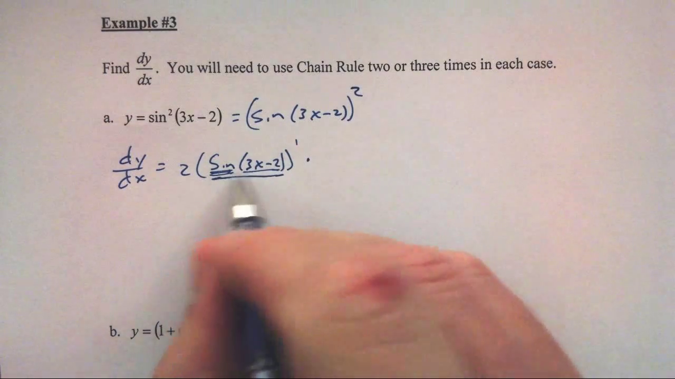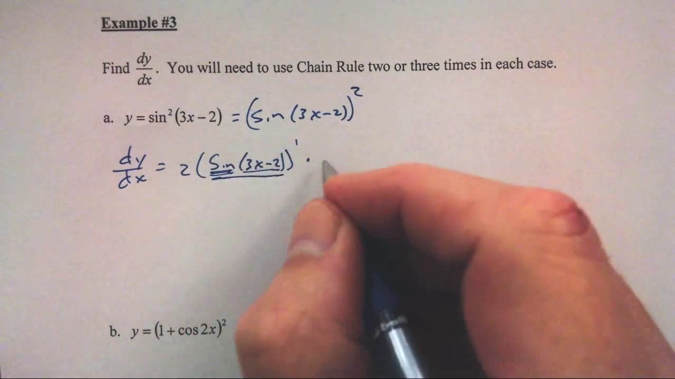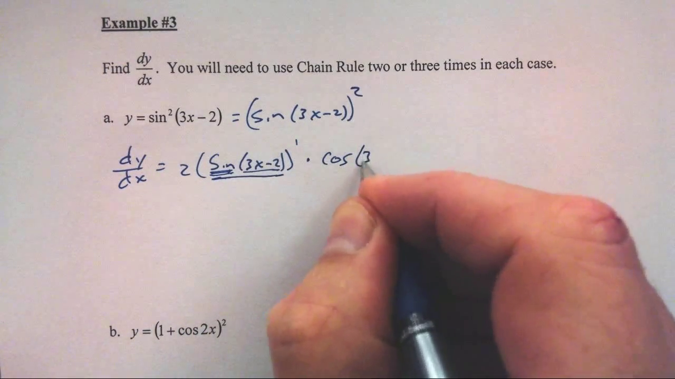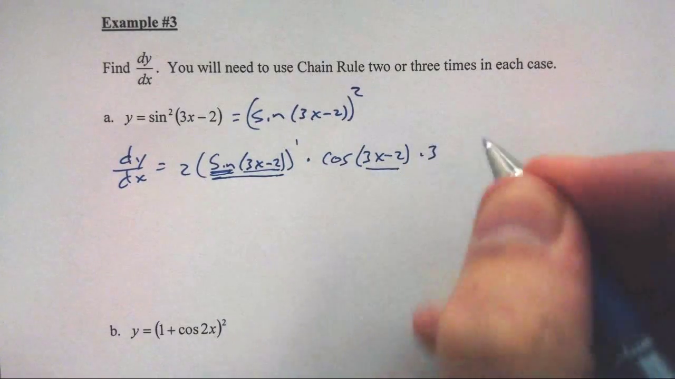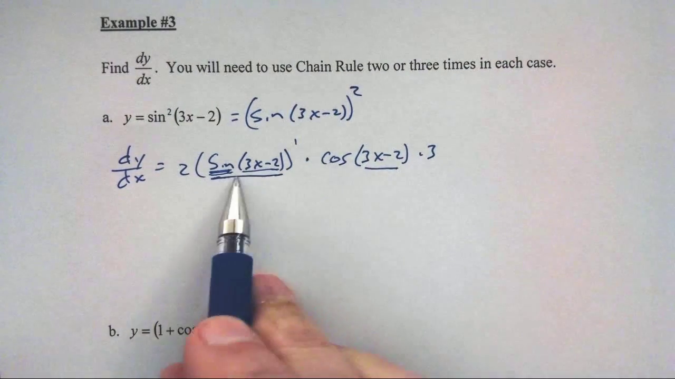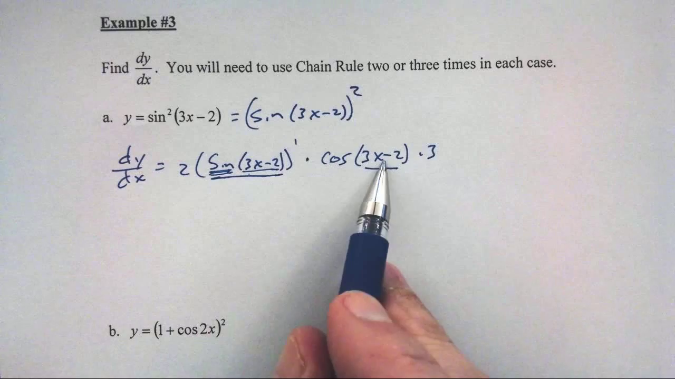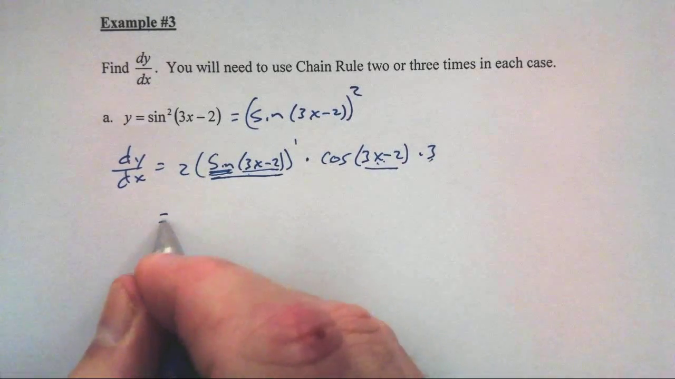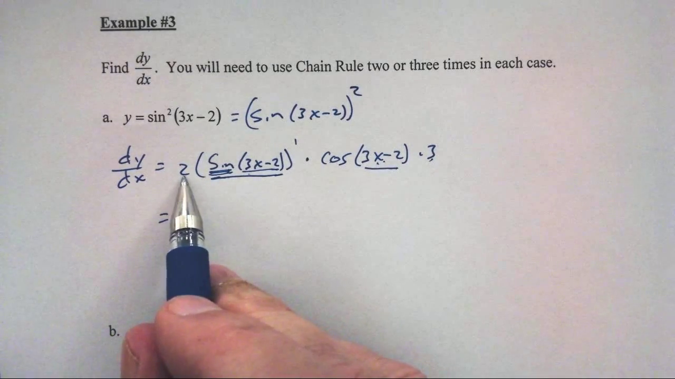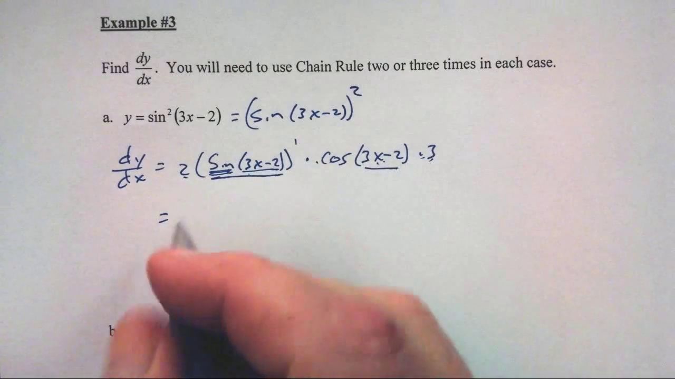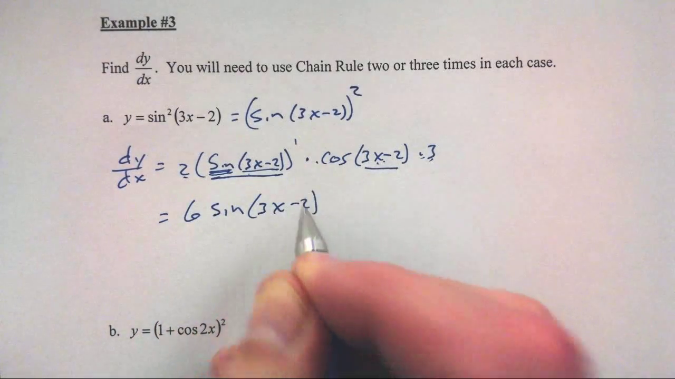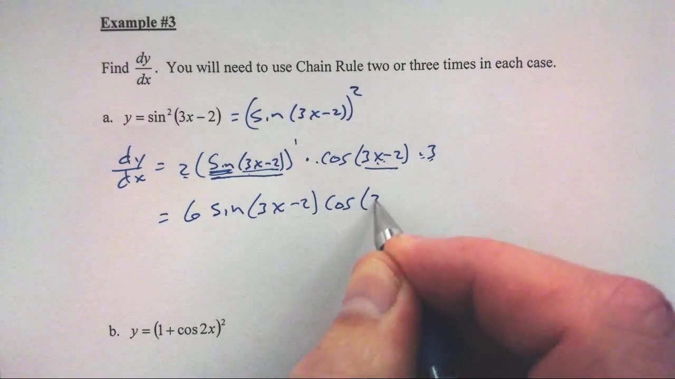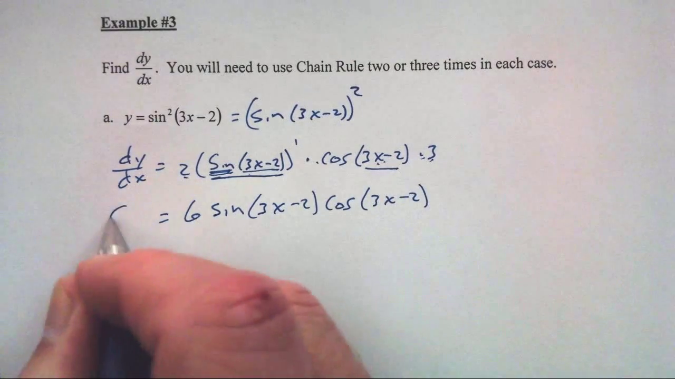So the derivative of sine of this is cosine of this times the derivative of this, or the outside derivative of the inside function times the inside derivative. And we end up with, let's see, I got a 2 times 1 times 3, I've got a 6 times sine of 3x minus 2 times cosine of 3x minus 2.